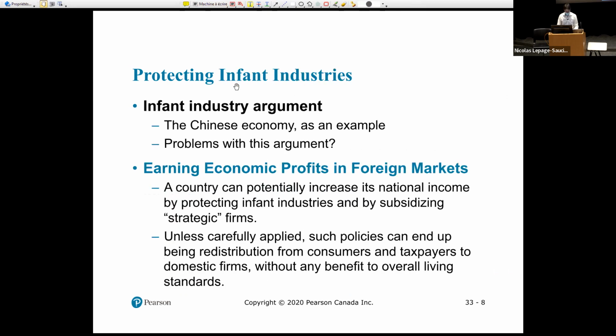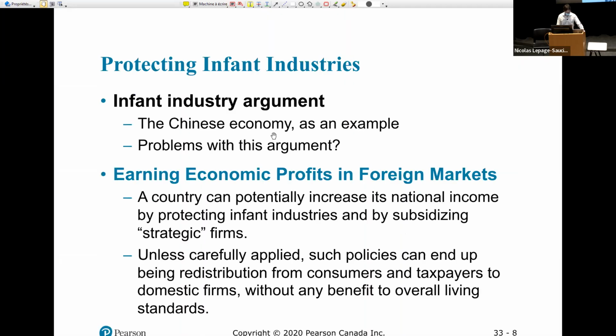Protecting infant industries. I'm not that sure if China is a good example because they export a lot. So yeah, okay, oh, yeah, I see that. Okay, all right. How much time do I have? 10 minutes. All right, I'm going to finish with this.